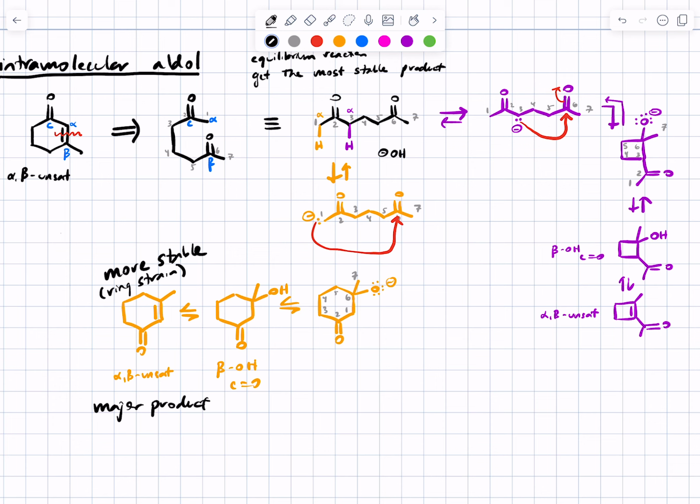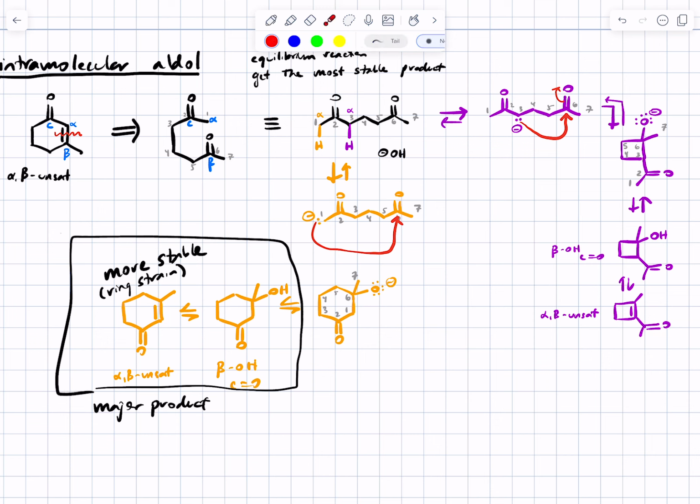And by this I mean, either the alpha beta unsaturated or the beta hydroxy carbonyl compound. In other words, in a predict the products question, you need to be able to reason through that and know that this is the desired product.